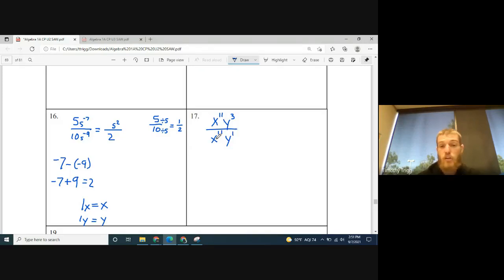Now, all the x's are going to cancel, right? These are all going to cancel. And then here we have y to the third over y to the power of 1, which is just y squared. Again, subtracting the powers. 3 minus 1 is 2.